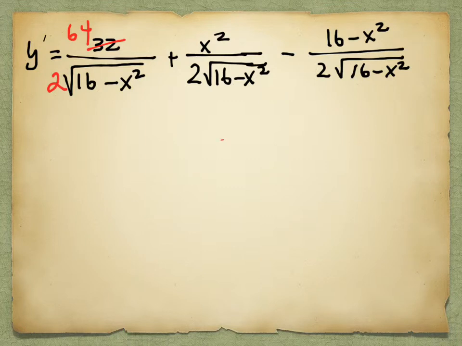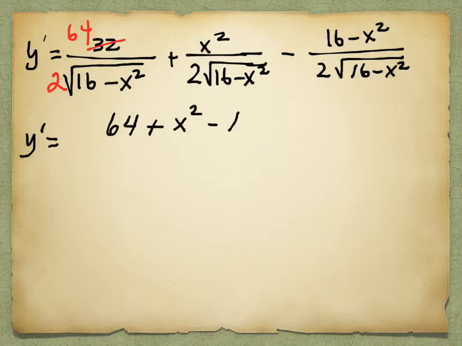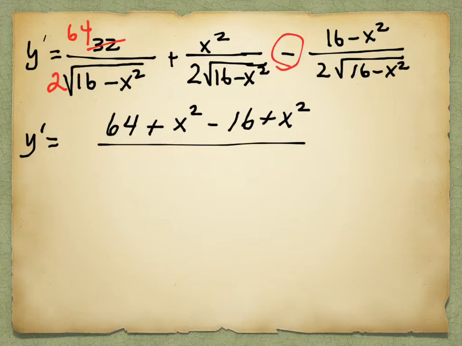Okay, so this is where we are. Okay, so I can put all of these together now. I've got y prime equals, I have a 64 plus an x squared minus a 16 and plus an x squared. Right, this negative right here has to be distributed through. And then I have a 2 in the denominator, and I have a square root of 16 minus x squared in the denominator.